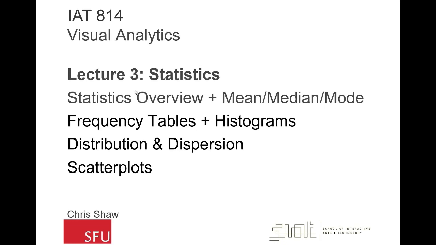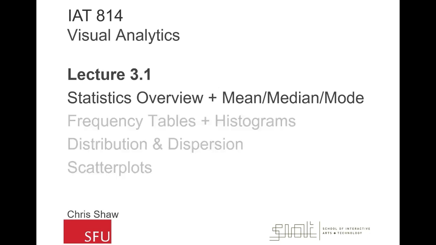talk about mean, median, and mode, or giving a sense of what the average of a set of data is. Next, we'll talk about frequency tables and histograms, and then we'll talk about distribution and dispersion, and finally, scatter plots. So first, let's just talk about a brief overview of statistics and the mean or median or mode to describe what's going on in some data.